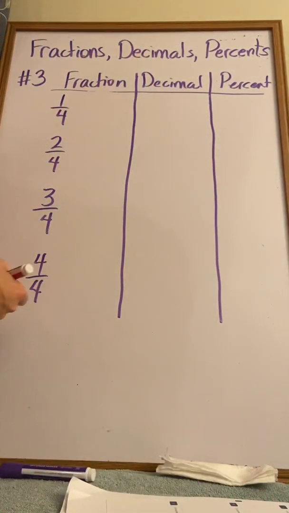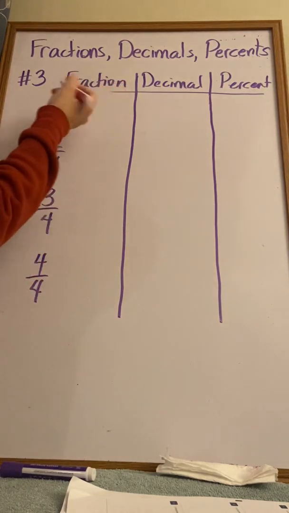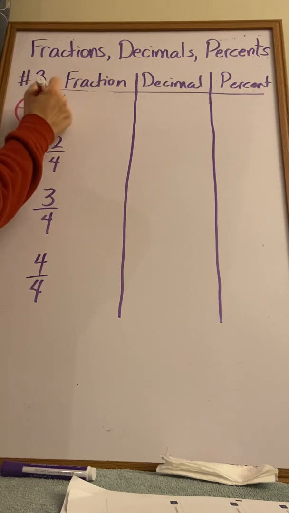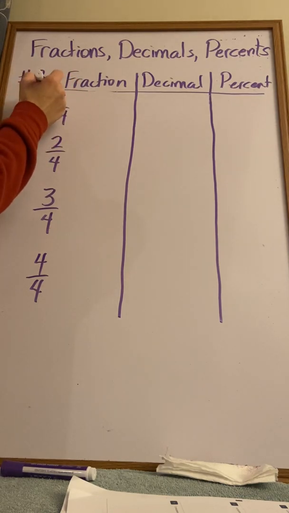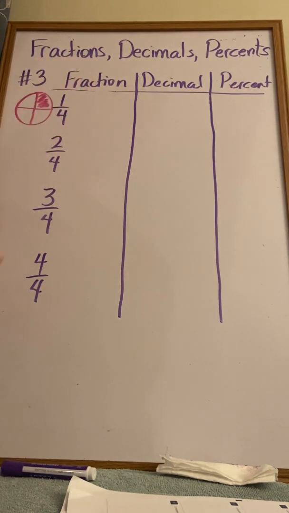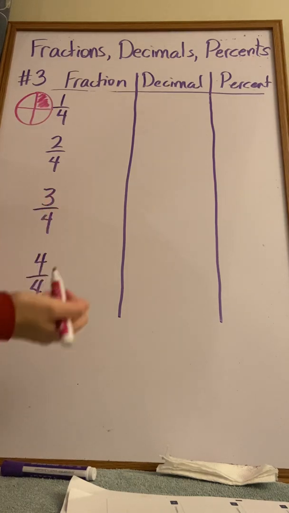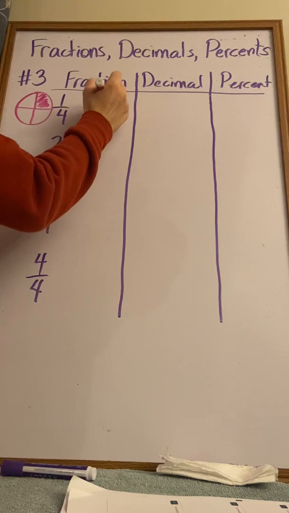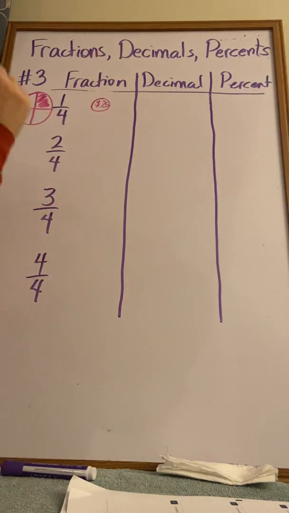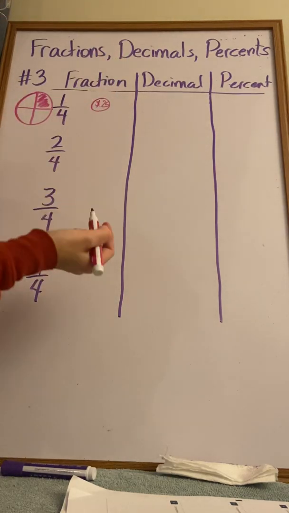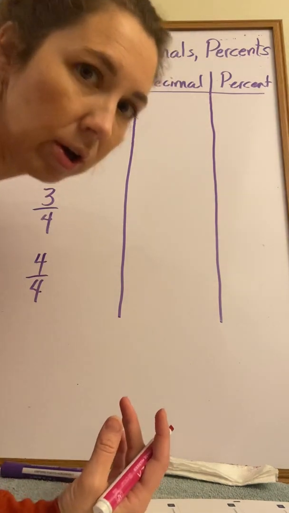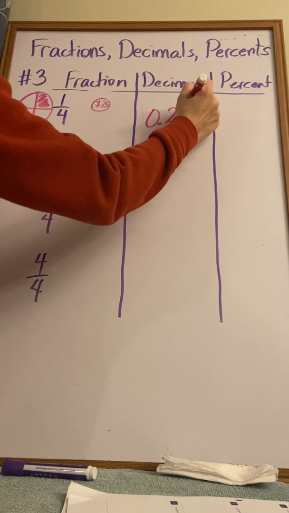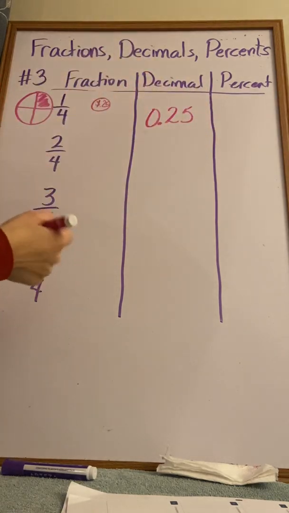Okay. So the model for 1/4 would be a cake, and it is cut into 4 equal pieces. So 1/4, you would have 1 slice of cake. Or think about 1/4. If you had 1/4. Okay, there's my quarter. All right, so the decimal. How much is a quarter? It's 25 cents. So the decimal is 25 cents.